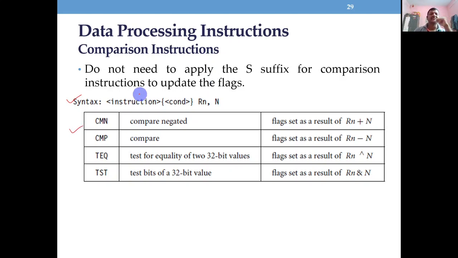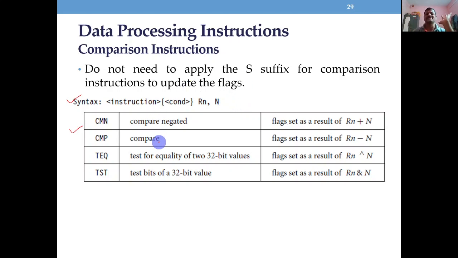Now, the name itself indicates that we are comparing the source with the destination. Compare negate is nothing but both the operands Rn and N are added but it does not store any result. Nowhere is the result stored. After adding, whether the result is 0, whether there is any carry, any overflow, any negative result, so it only updates the flag bits.